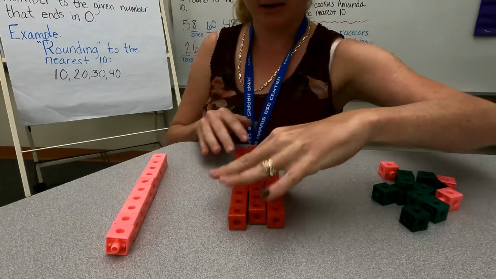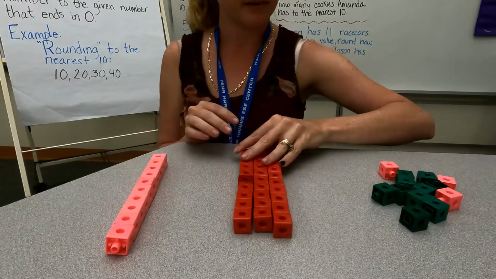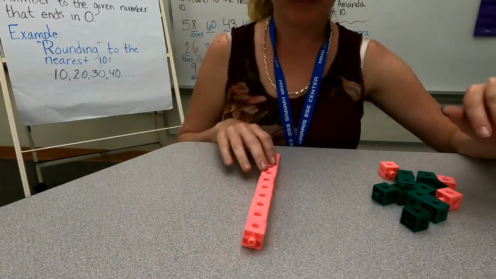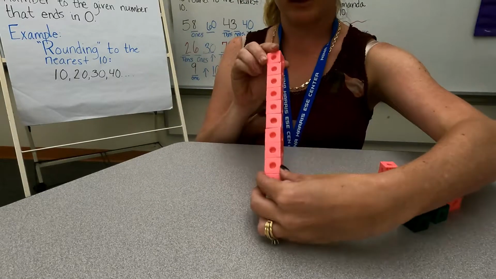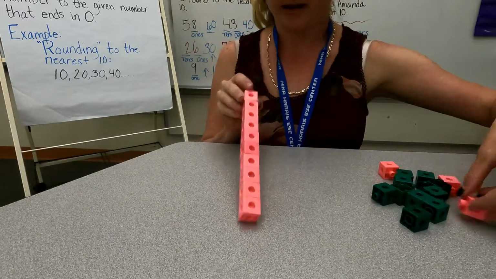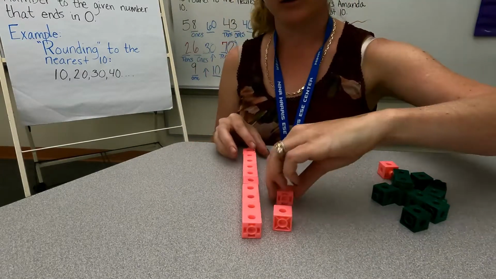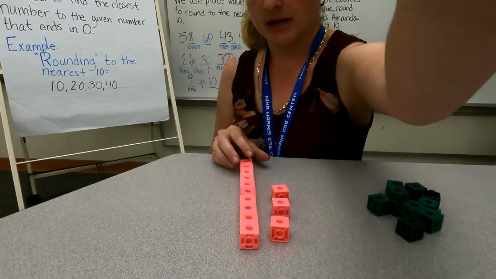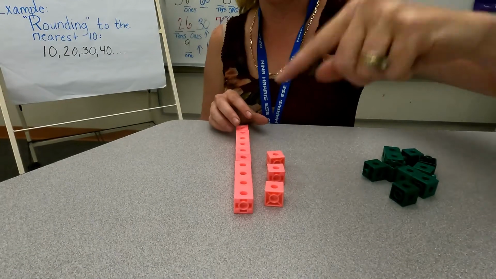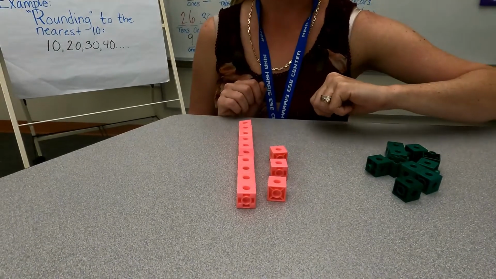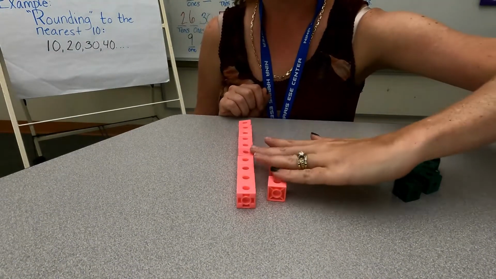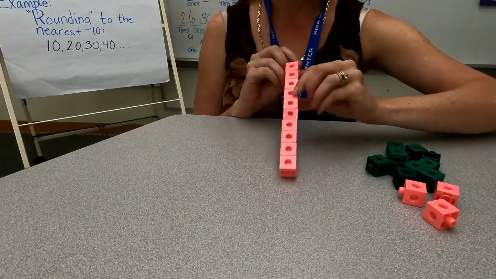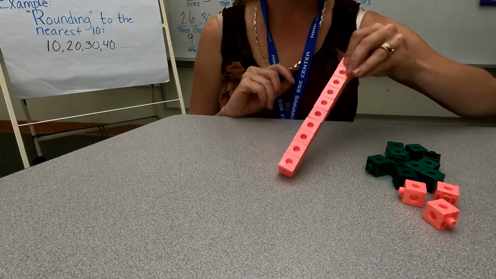27 rounded to the nearest 10 is 30. The next number we have is the number 13. So using my base 10 blocks, I have 10, 11, 12, 13. Because the number in my ones place is 4 or less, we're going to round down. So students would take the 3 away and be left with 10. 13 rounded to the nearest 10 is 10.